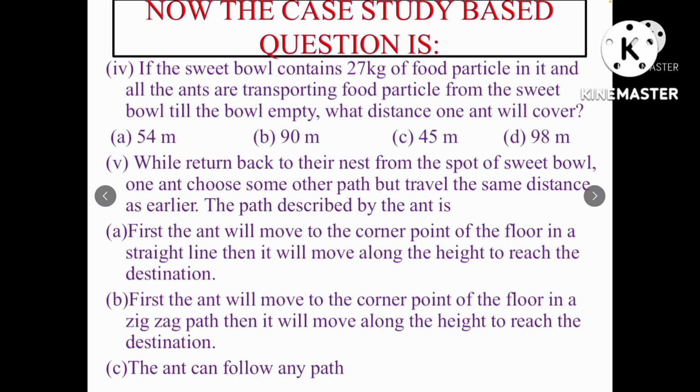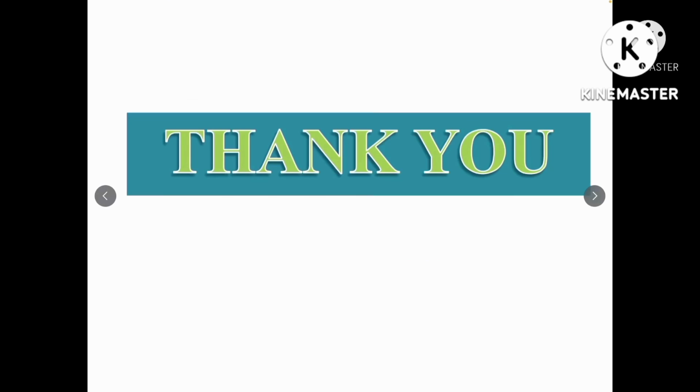The options are given. Fifth question. While returning to their nest from the spot of the sweet bowl, one ant chooses some other path but travels the same distance as earlier. The path described by the ant is: the options are given to you. So this is the total question. First the title, then the story, the narration part, the drafting part, then the question part. So I hope it will help you to create a good number of case study based questions.